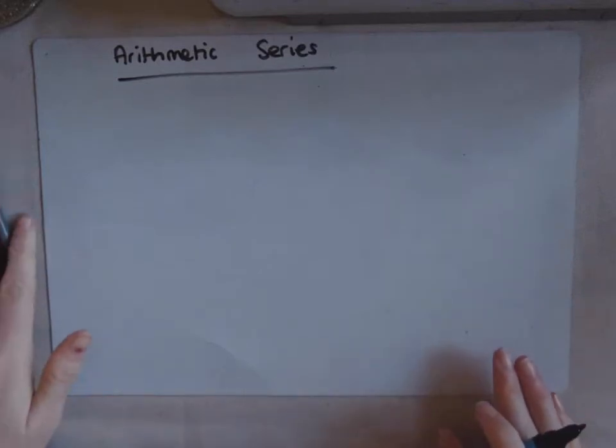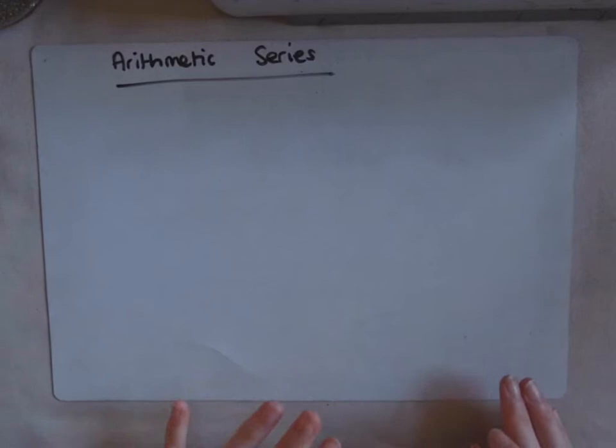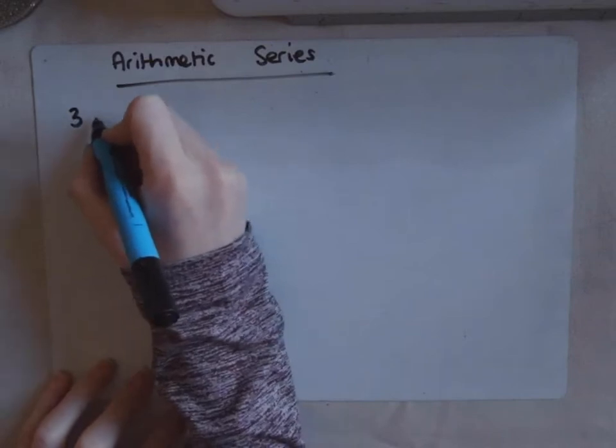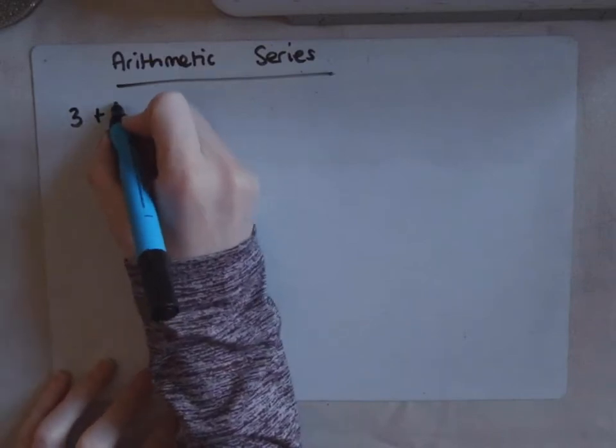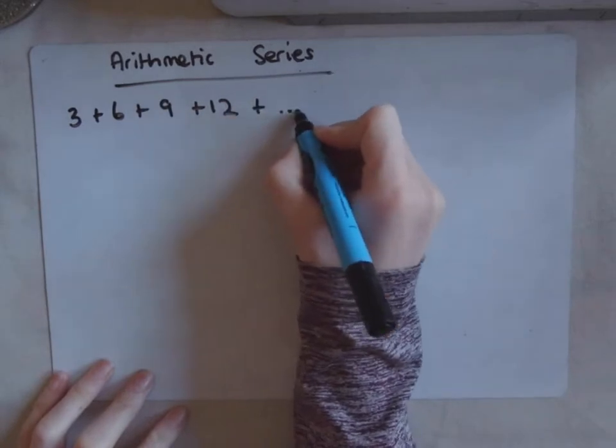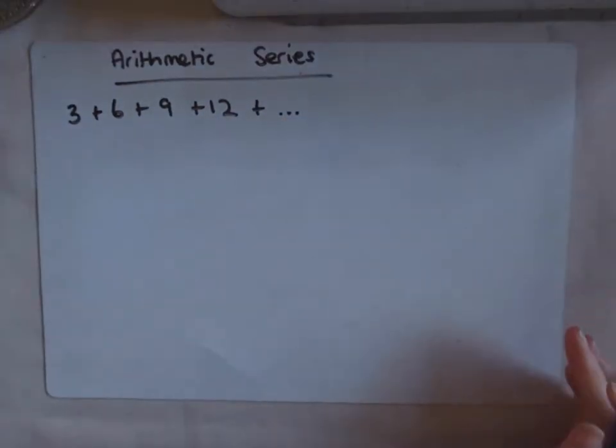Okay, so we're going to have a look at arithmetic series now. We've had a look at sequences. A series is the exact same thing, but instead of it going 3, 6, 9, it'll be 3 plus 6 plus 9 plus 12. Okay, so that's a series. You're adding to increase your sequence, okay?